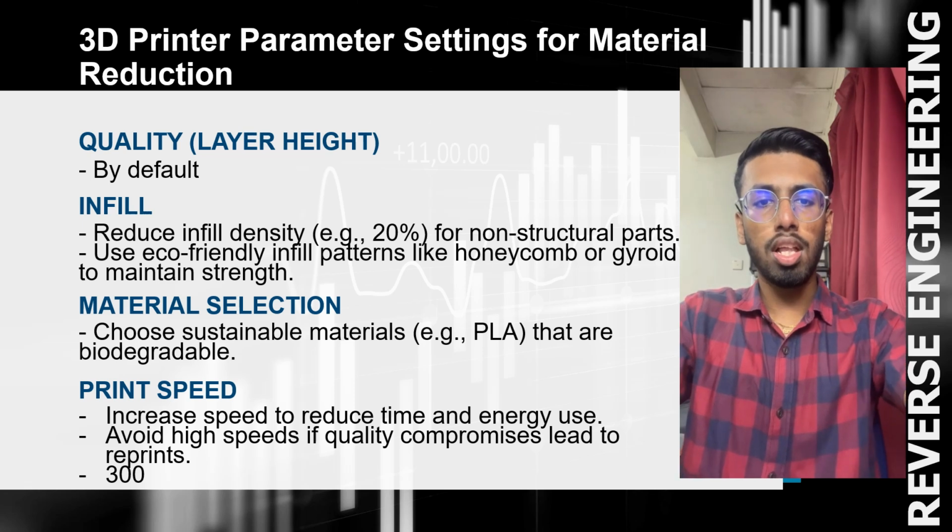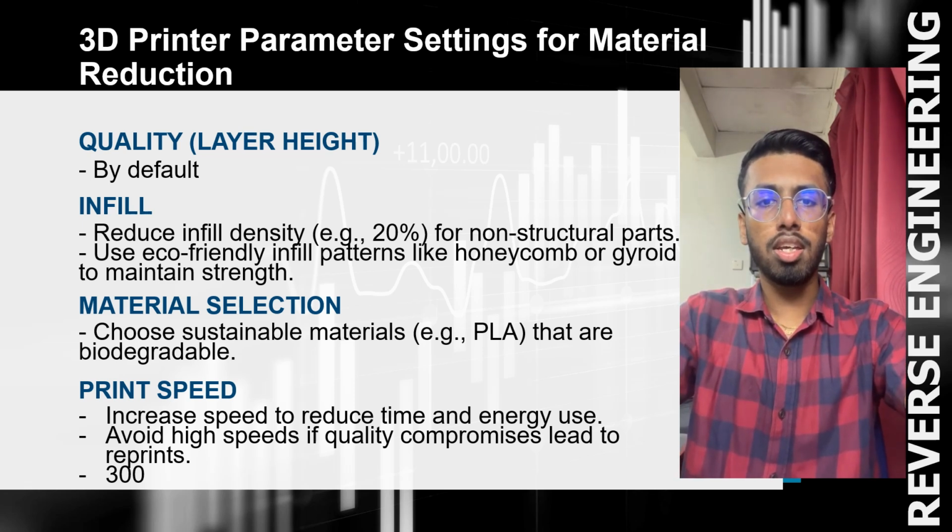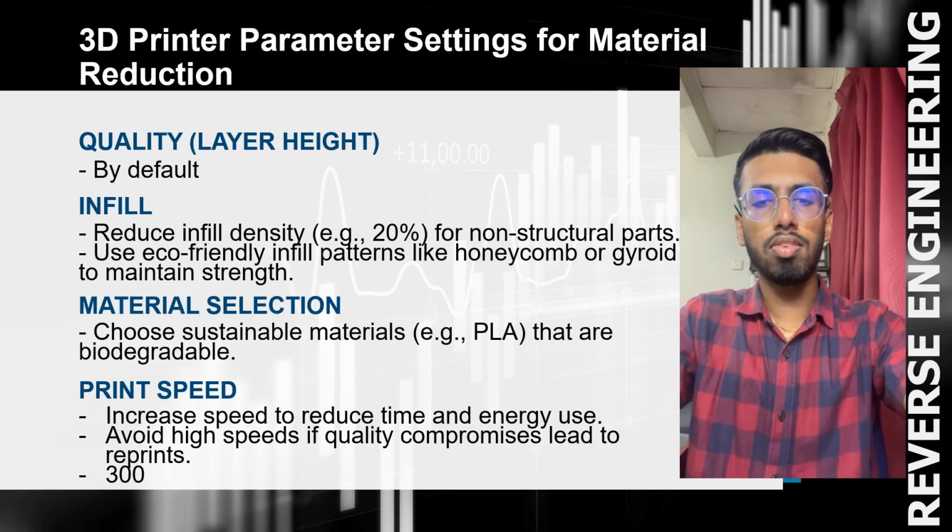Now I would like to talk about 3D print parameter settings for material reduction. First of all, let's explore the quality. The layer height is set to the default layer height. Layer height influences both the print time and surface quality of the finished part. By using the default layer height, you can achieve a balance between print quality and material usage. For non-critical parts of the door latch, this setting can help maintain efficiency without compromising the integrity of the design.